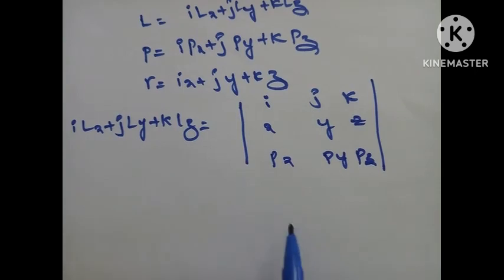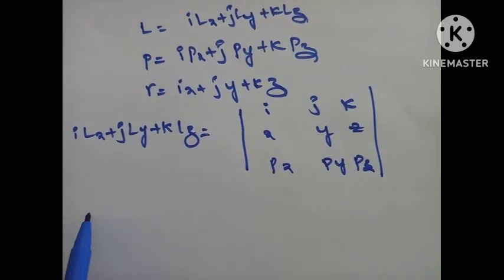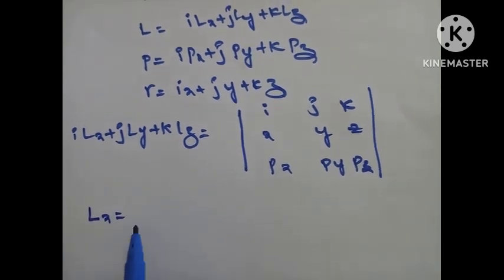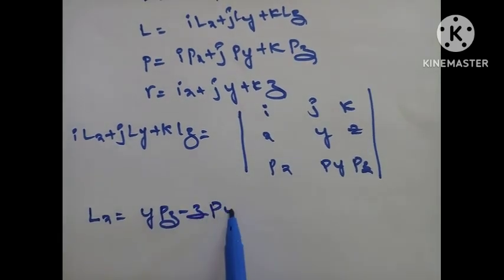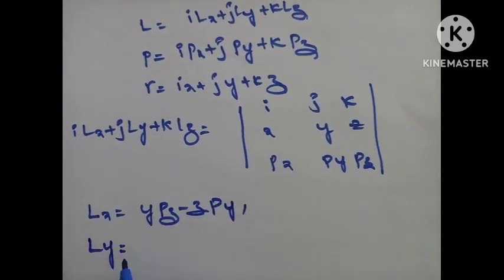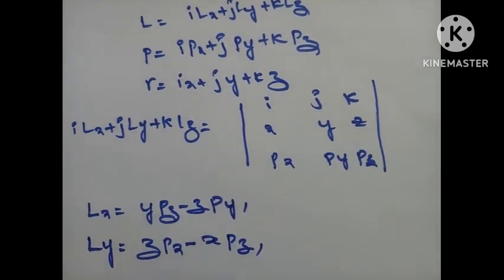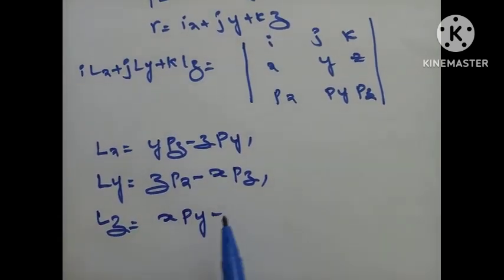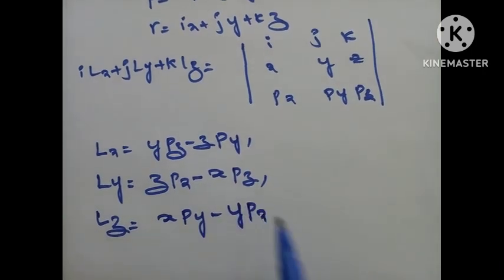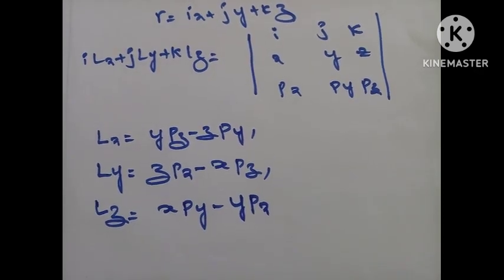Now find the values, compare the LHS and RHS terms, then we'll get Lx value is y pz minus z py, comma, Ly value is z px minus x pz, and finally Lz value is x py minus y px. Okay, so we got Lx, Ly, Lz values. Now let us see the different relations between angular momentum and position.